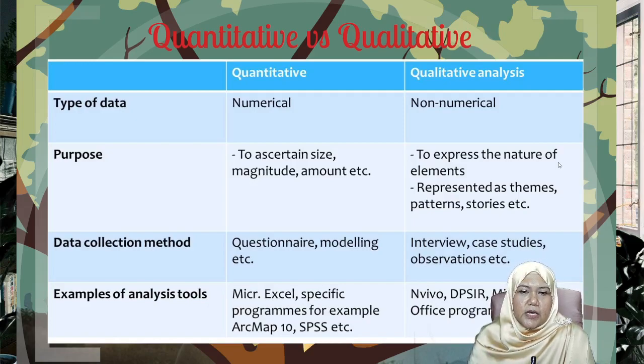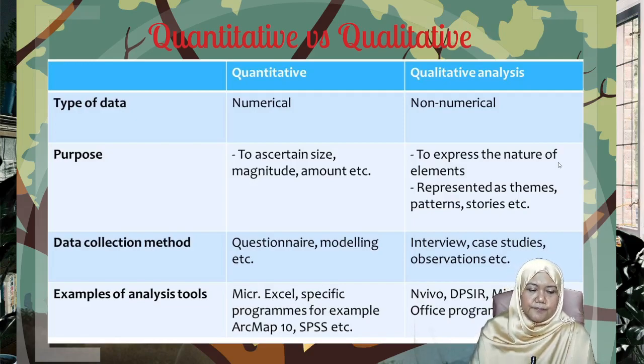Okay, so in order to deal with these two types of data, we need very specific methods to collect them. Usually, if we are dealing with quantitative data, the method that we use to collect that type of data is through questionnaires, modeling, etc. If we are dealing with qualitative data, which is non-numerical, such as text, pictures, videos, behavior, we can collect the data through interview sessions, case studies, observations, etc.